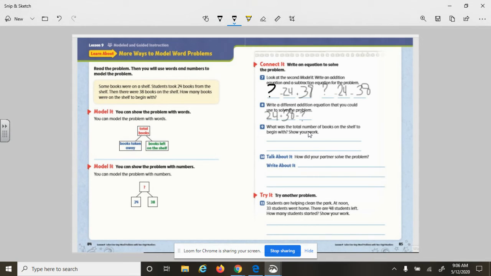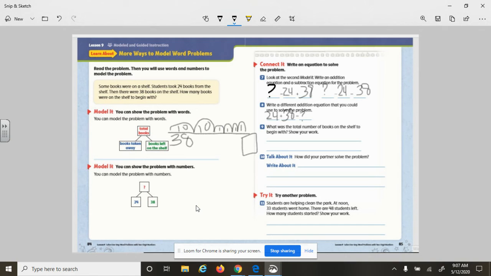Now, you guys know that you could use a number line. So you can start at 38. You could jump up 2 tens and 4 ones. And when you have 38, you change it by adding 24. Your answer would be what you landed on.